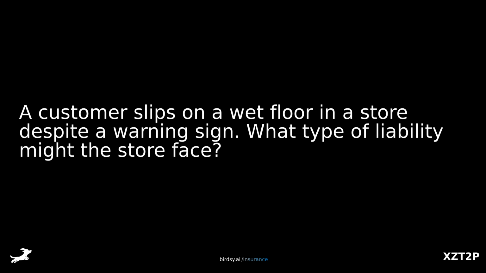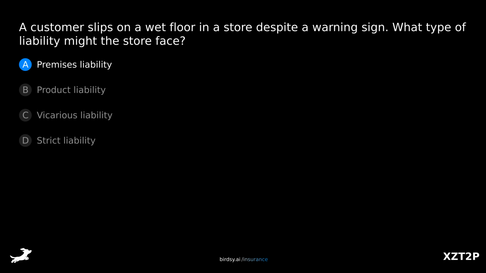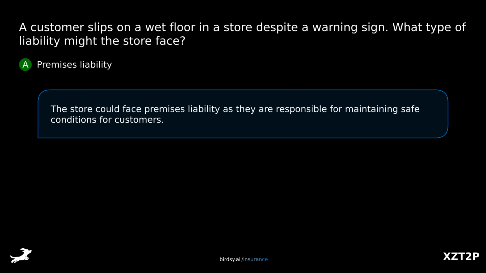What type of liability might the store face? Is it A, premises liability, B, product liability, C, vicarious liability, or D, strict liability? The answer is A, premises liability. The store could face premises liability as they are responsible for maintaining safe conditions for customers.